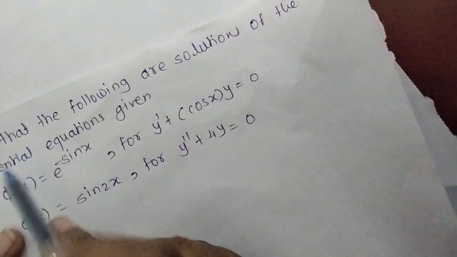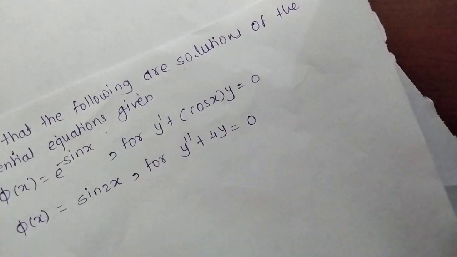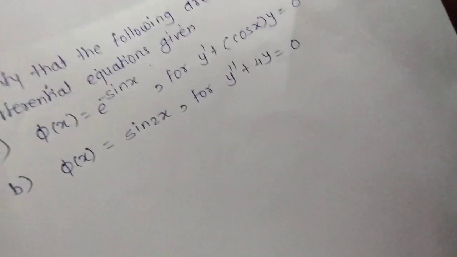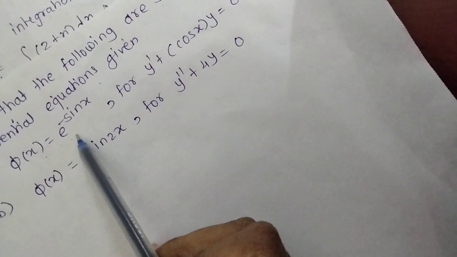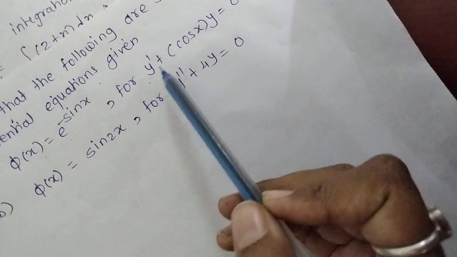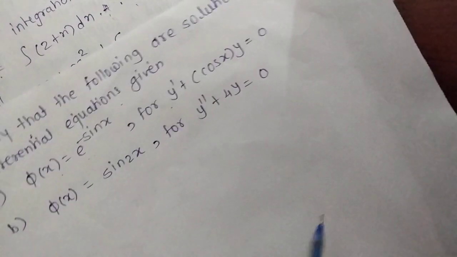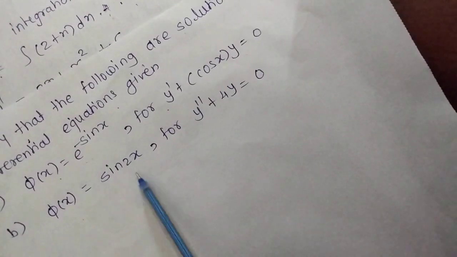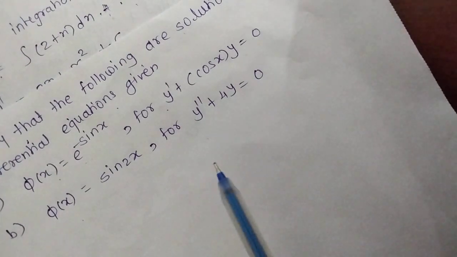Now next question. Verify that the following are solutions of the differential equations given. A: phi of x is equal to e raised to minus sin x for y dash plus cos x y is equal to 0. B: phi of x is equal to sin 2x for y double dash plus 4y is equal to 0.